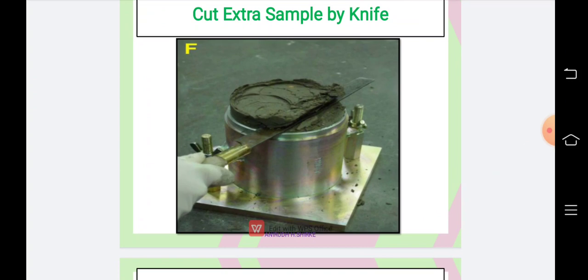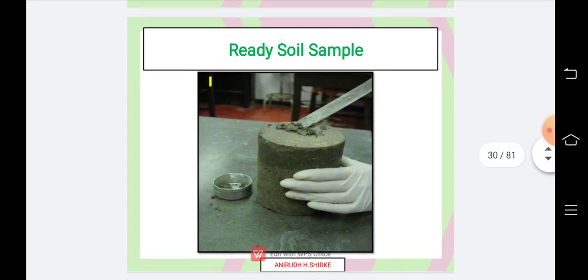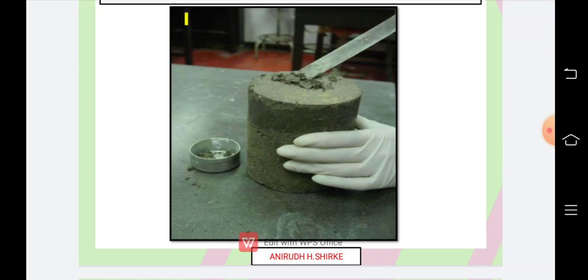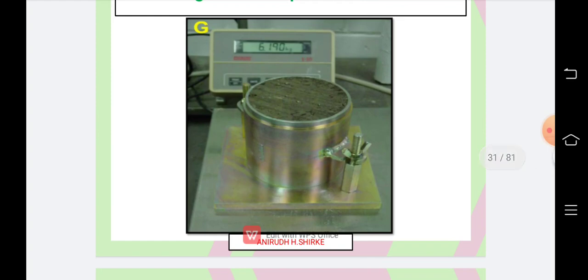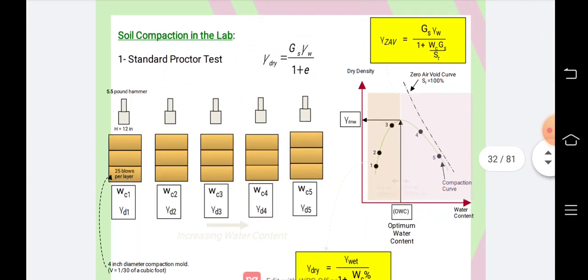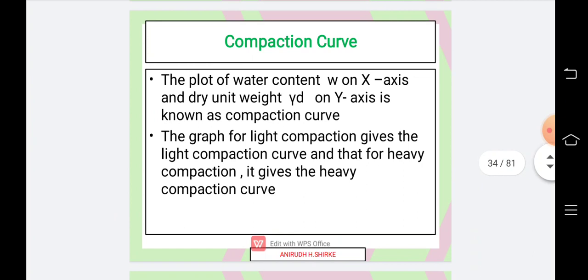Okay. So we level the surface here, okay. So here is our soil sample. This soil sample we put into a container, the tin, and send it for the determination of the water content. Okay. So this is the M2. Note that this is our M2, that is the weight of the soil sample plus mold. This is the weight of soil sample plus mold. Okay.